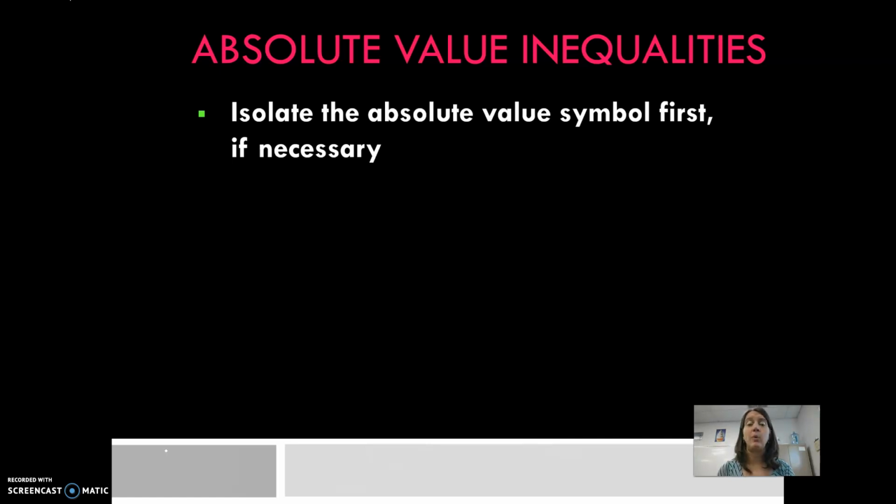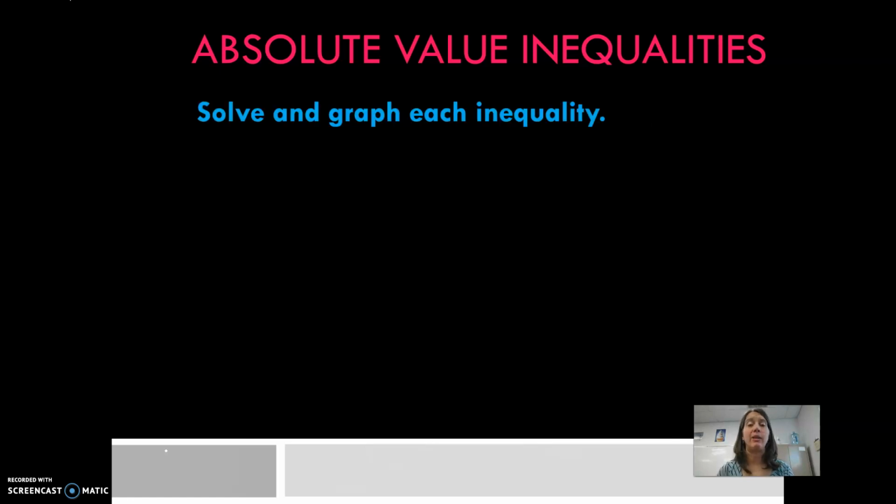Just like we saw in yesterday's lesson, don't forget the absolute value symbol has to be isolated first. You can't have anything on the outside. If there is, go ahead and make sure that you take care of that first. Well, here's an example of that happening.